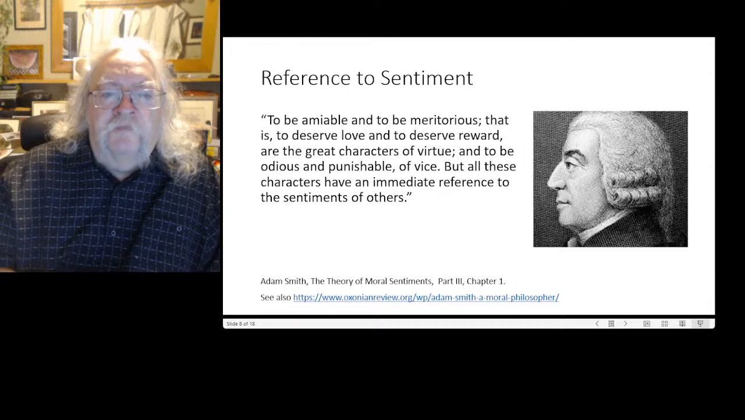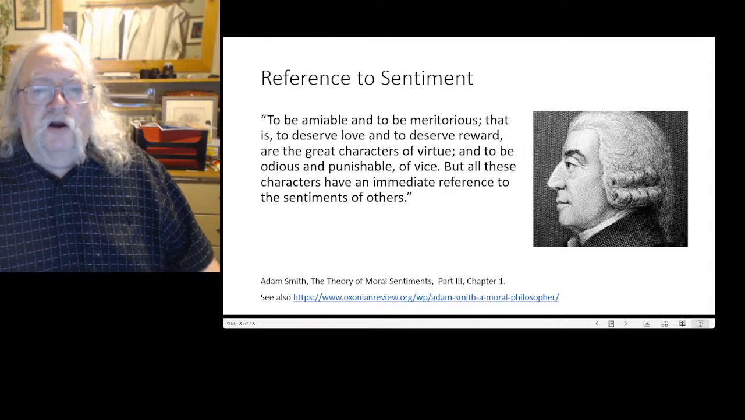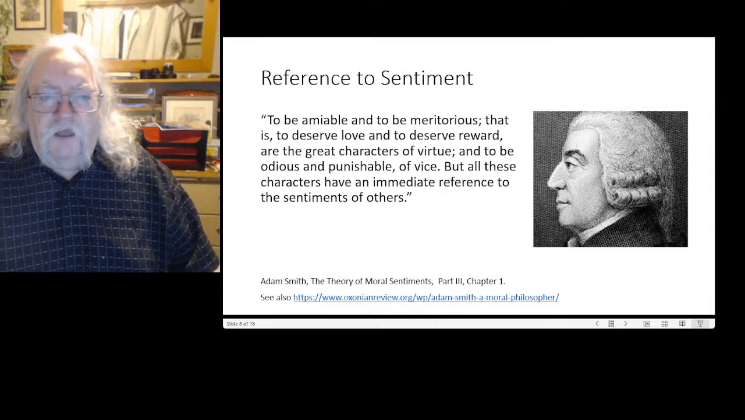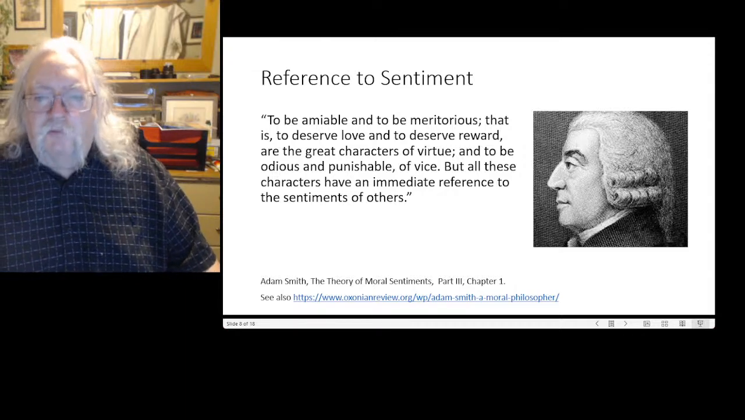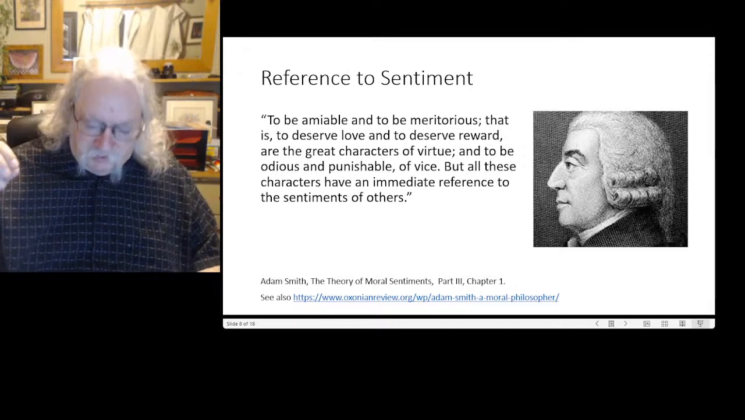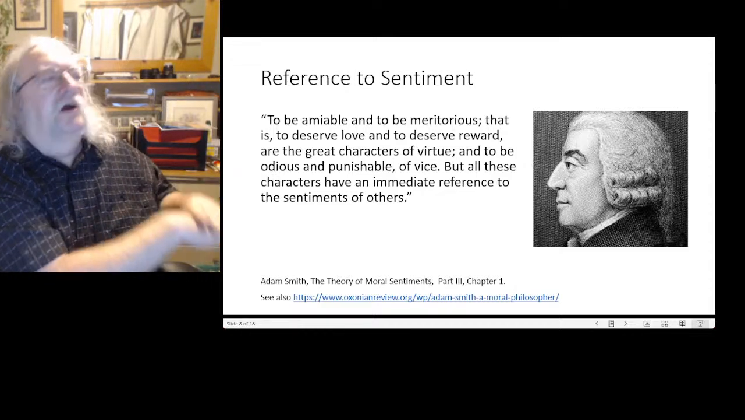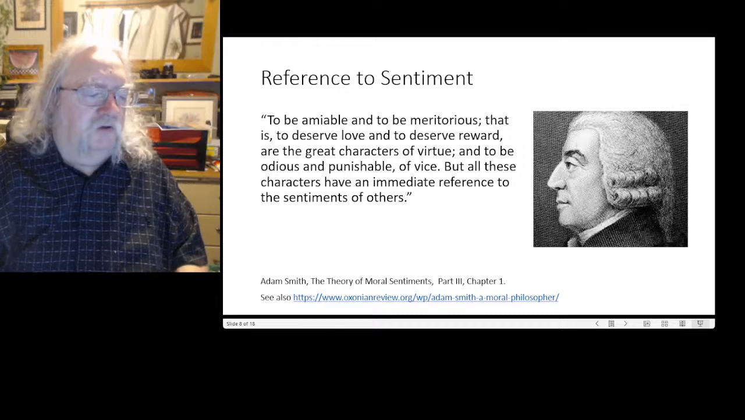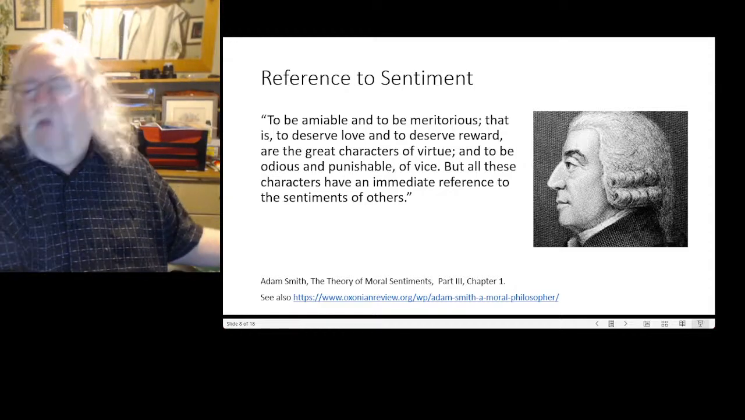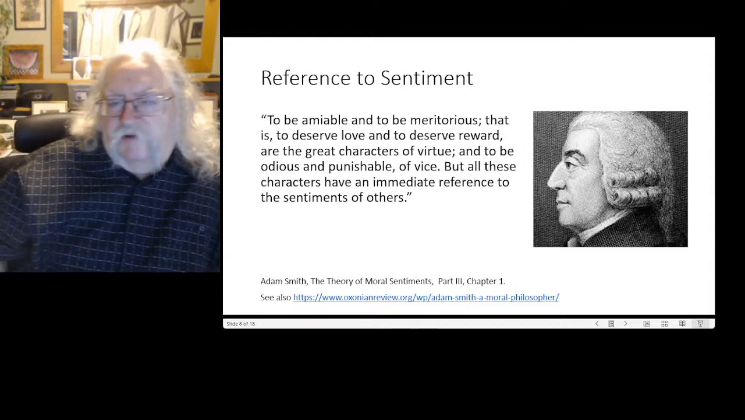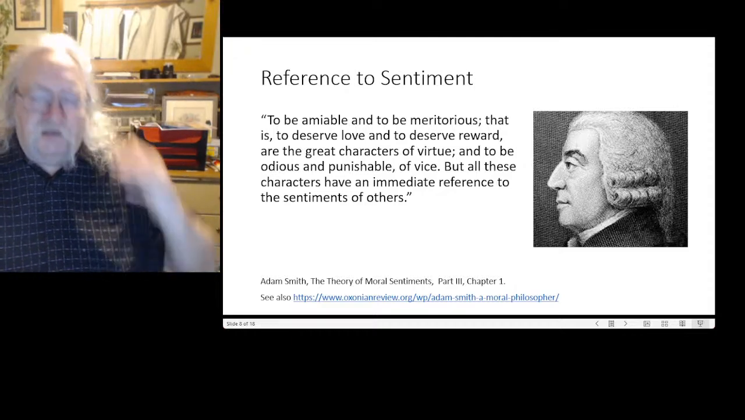So here, to quote Smith, to be amiable and to be meritorious, that is, to deserve love and to deserve reward, are the great characters of virtue, and to be odious and punishable of vice. But all these characters, he writes, have an immediate reference to the sentiment of others. In other words, the idea of being amiable is being perceived by others as being amiable. In other words, when other people interact with you, they have a sensation that we would describe as something like, that person is amiable. Just like love, right? When we interact with a person, we may experience a sensation that we have after the fact called love.